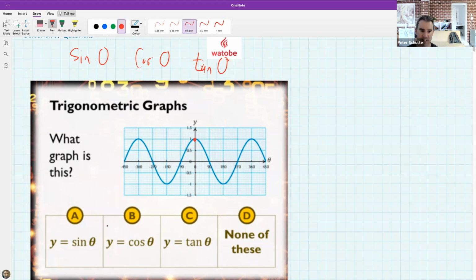So indeed, the answer is B. It is the cos graph. And if you go on your calculator, you can check by asking, what is the cos of 0? And the cos of 0 should give you 1.